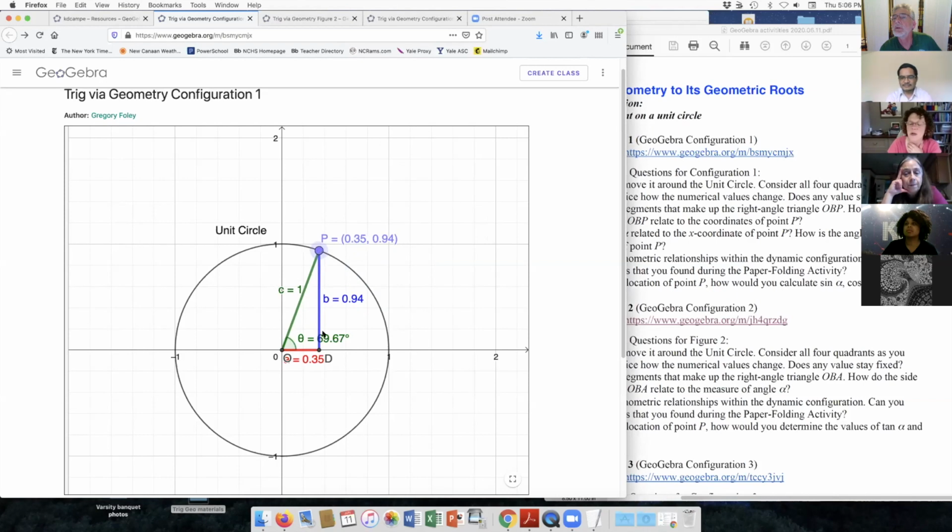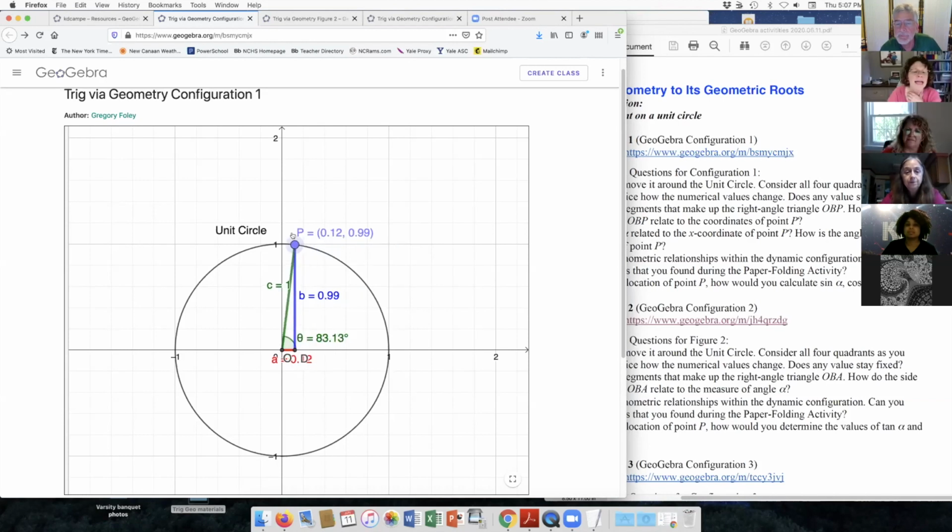And did you guys notice that the lengths of A and B in the first quadrant are the same as the coordinates? How come A doesn't get negative? A is a distance, so it's the length of a segment, so that's always going to be positive, even though the coordinate gets reflected into the other axis, the other quadrant.